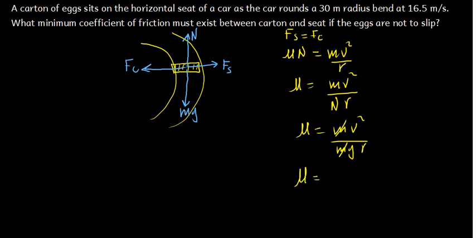Therefore, mu is going to be just the velocity squared, which is 16.5 squared, divided by g, which is 9.8, multiplied by the radius, which is 30 in this case. And that will give us 0.926, which you can just write to two significant figures as 0.93.